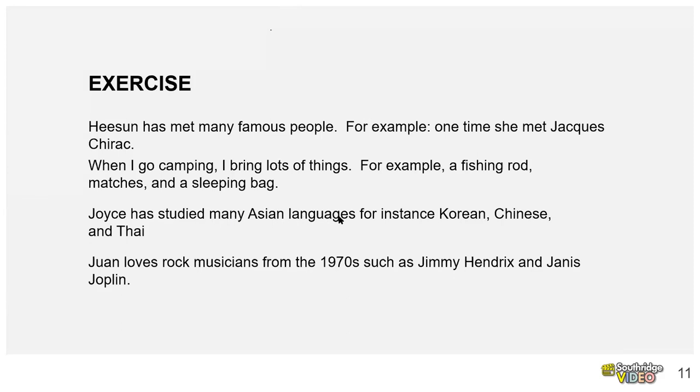Joyce has studied many Asian languages, for instance, Korean, Chinese, and Thai. Is it a good sentence or not? No, sir. So what should be the right one? Before "for instance", should we use a comma? Comma. And after "for instance", we use a comma again. Okay, very good. Korean, Chinese, and Thai: do we have to put a comma here? Yes, sir. Why? Because there are items, more than two items.